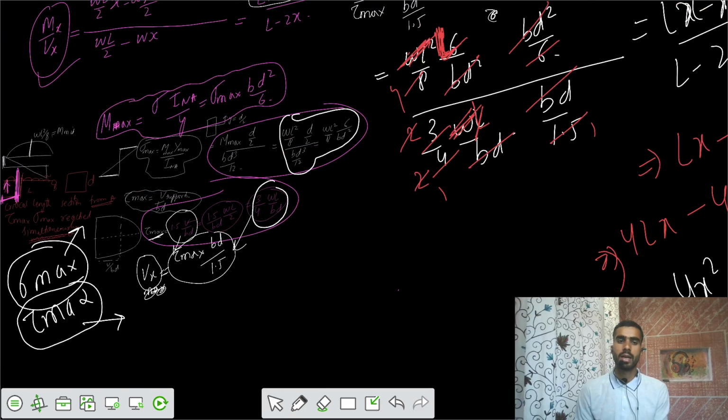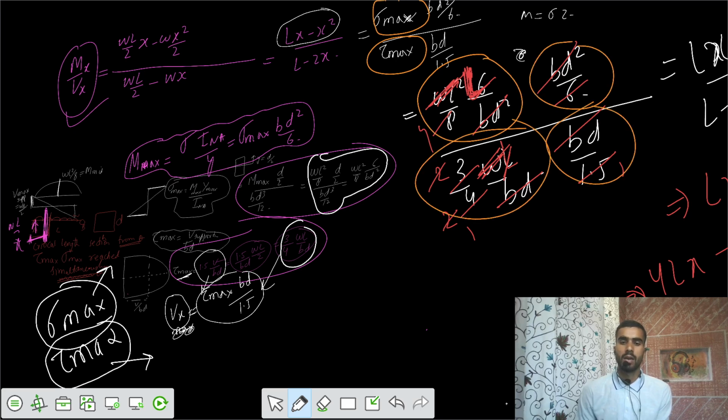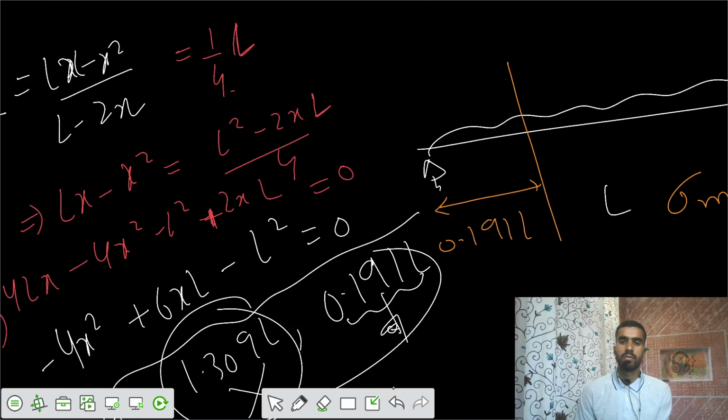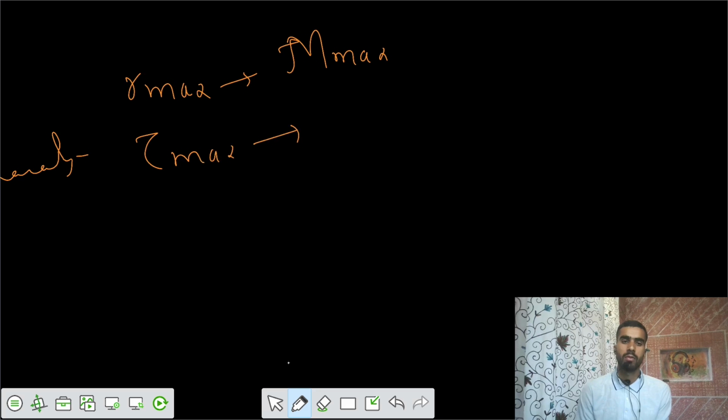See, we could have directly solved it, but the condition we had to keep in mind is that sigma max should be in the equation and tau max should be in the equation. That's why we converted it into this one and this one. Otherwise, we could have directly said that for sigma max we want M max to be there, and for tau max we want V max to be there.